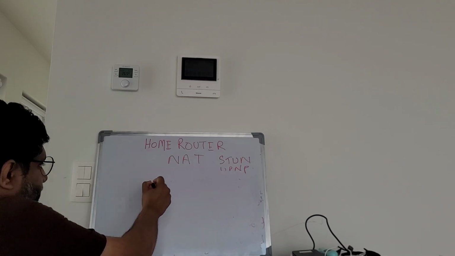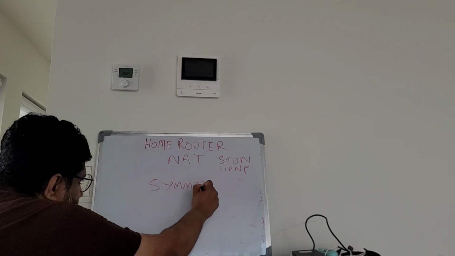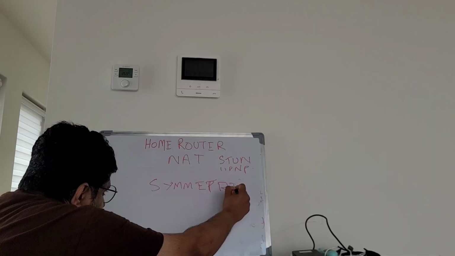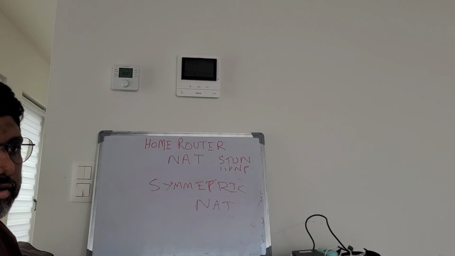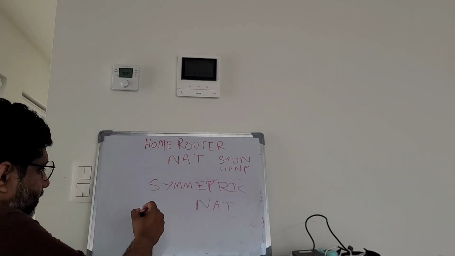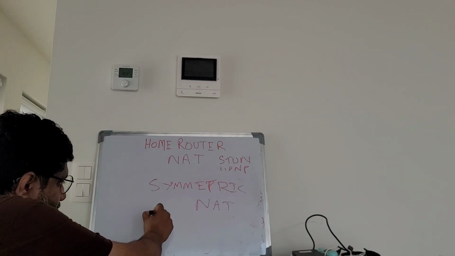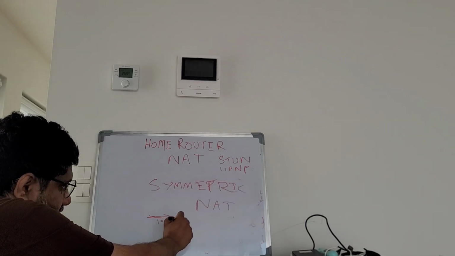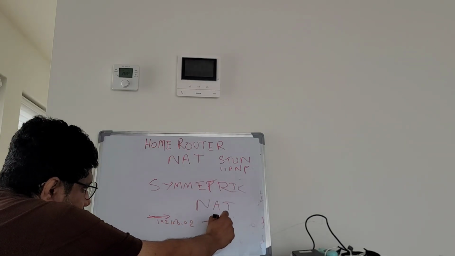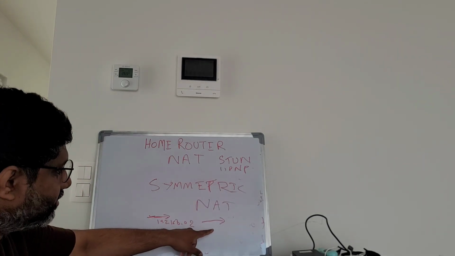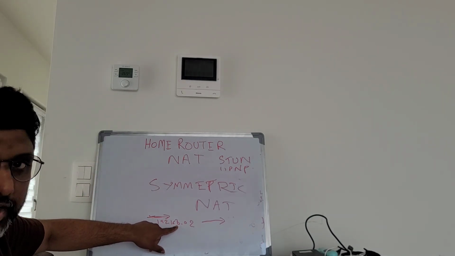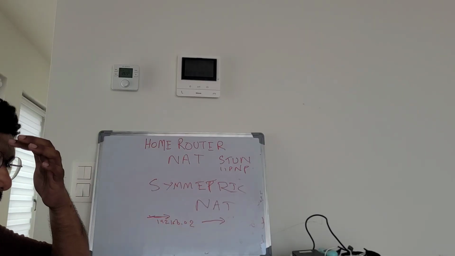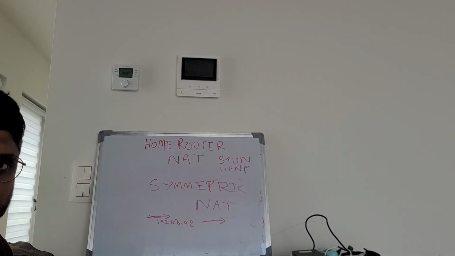Then the last one is symmetric NAT. This is the most strict NAT type that we have with respect to behavior. Here, each session, even though it is from the same LAN client, the address mapping will be a public address and a different port, public address and a different port, even though it's from the same client, right? So that's why it is symmetric NAT. Each session will have a public IP address and a separate port.